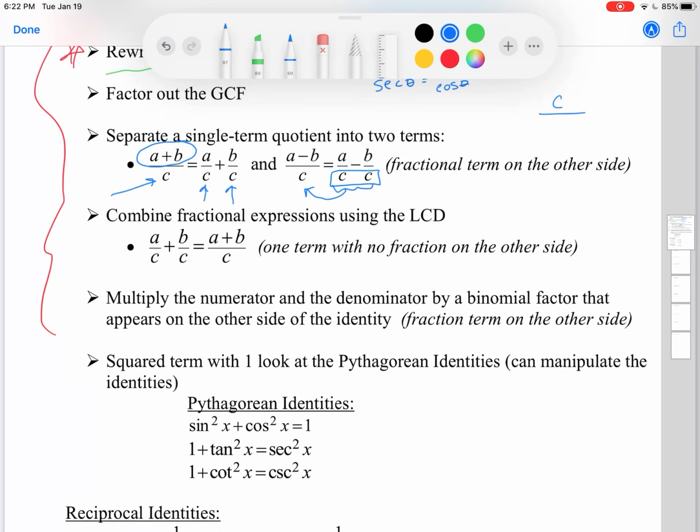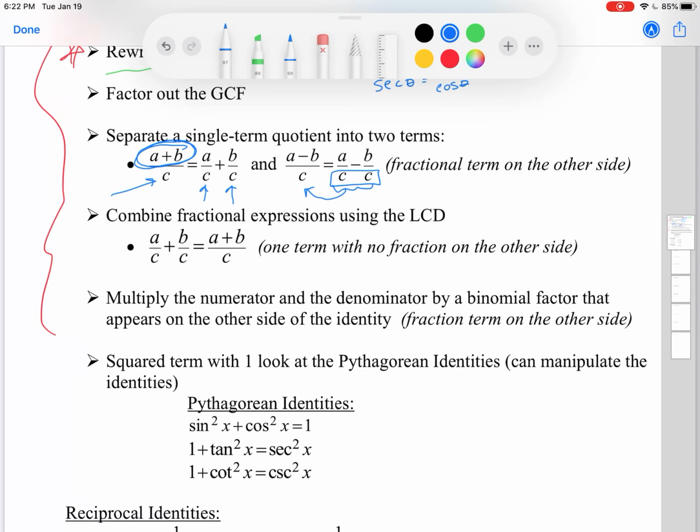Now, I just want to be clear that that does not mean that we can do it the other way. What if my a plus b was down in the denominator? That does not mean I can say c over a plus c over b. That's not how that works. It can only be a single term down in the denominator, or something that you can still split up. But the numerator is what allows you to split it up, not the denominator. Again, numerator because it had two terms.